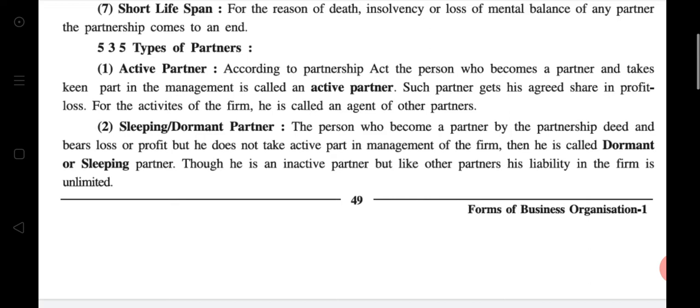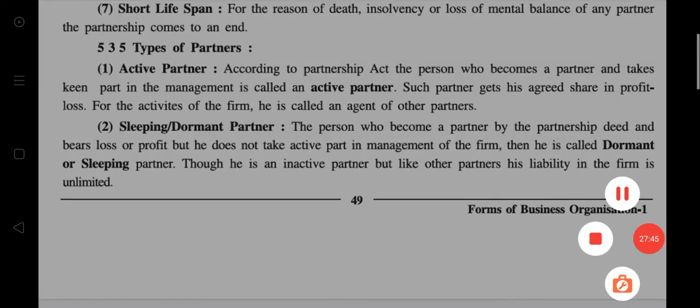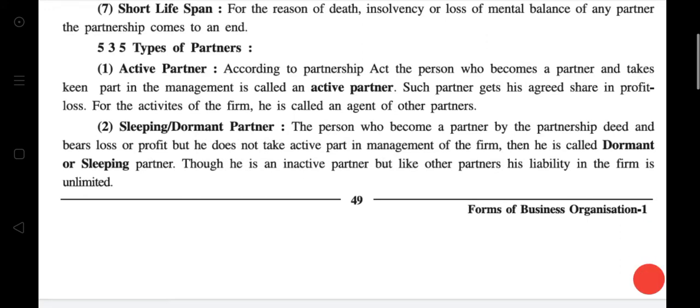So first one is an active partner. According to Partnership Act, a person who becomes a partner and takes part in management is called an active partner. See, a partner who is interested and takes part in daily or routine management is called an active partner. Such a partner gets his agreed share in profit and loss, and sometimes also a salary. For the activities of the firm, he is called an agent of the other partners.